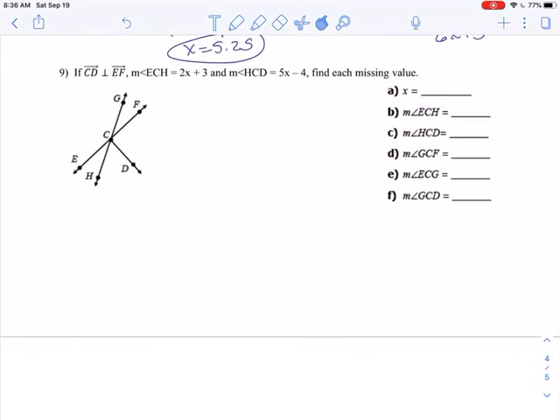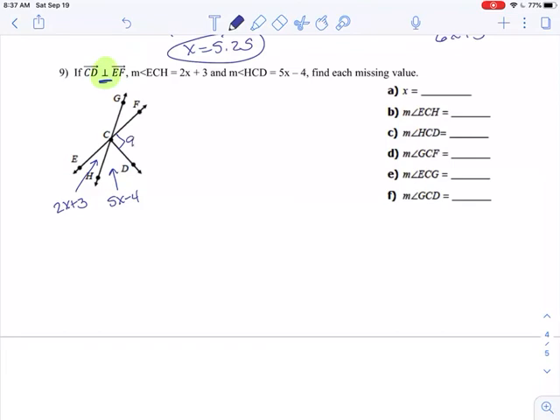And the last one, you definitely have a problem like this last one. The big key thing here is these lines are perpendicular. That means that this is a right angle right there. Angle ECH, so ECH is right here. That is 2x plus 3. Angle HCD is right there. It's 5x minus 4. And I have to find each missing value.